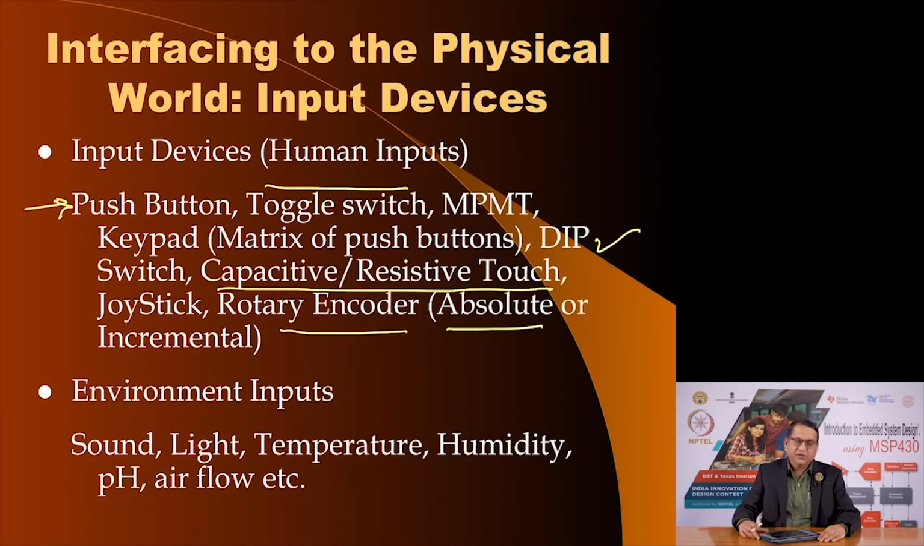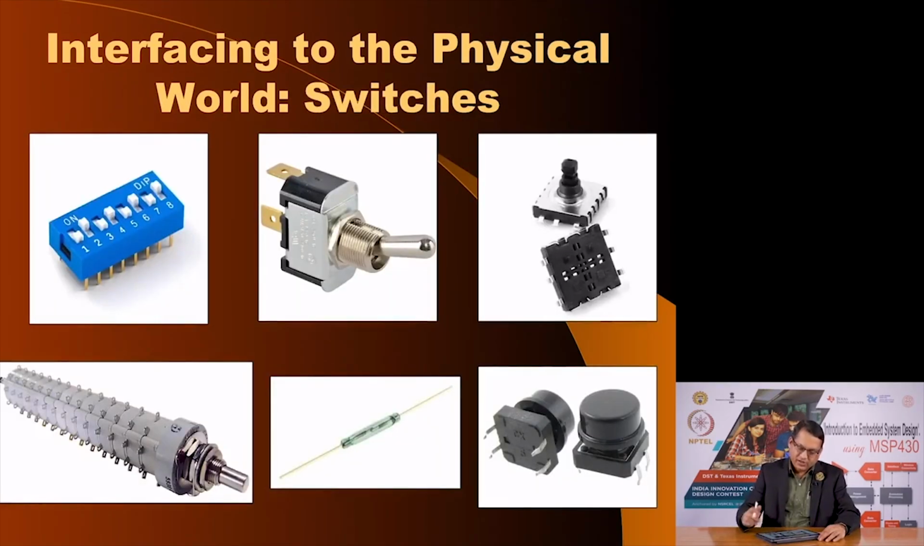And then apart from these human inputs, there are environmental inputs such as sound, light, temperature, the entire list that we have seen, which we will consider later. For now, let us see what these switches are that we are talking of. So, here is a picture of some switches. This is a dip switch.